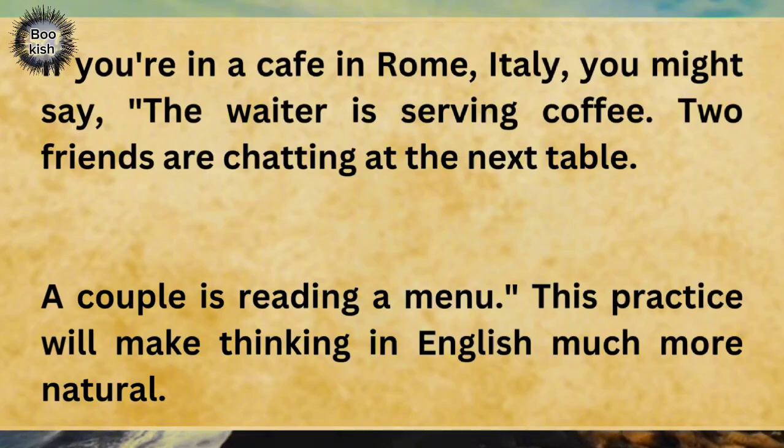If you're in a cafe in Rome, Italy, you might say, "The waiter is serving coffee. Two friends are chatting at the next table. A couple is reading a menu." This practice will make thinking in English much more natural.